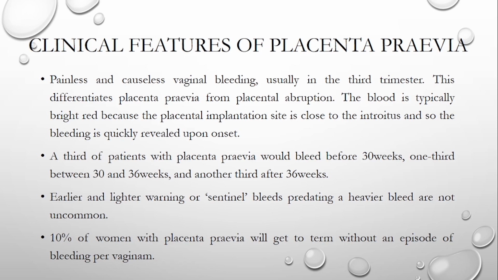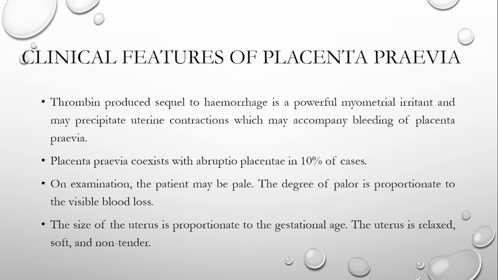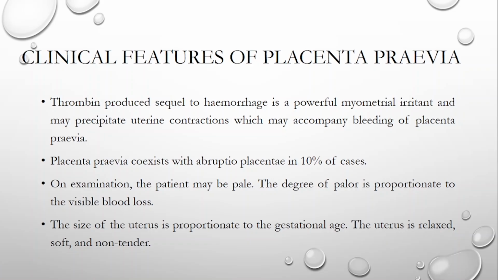About 10% of women with placenta previa will not show symptoms, and they will get to term without a bleeding episode per vagina at all. Placenta previa can coexist with placental abruption in about 10% of cases.